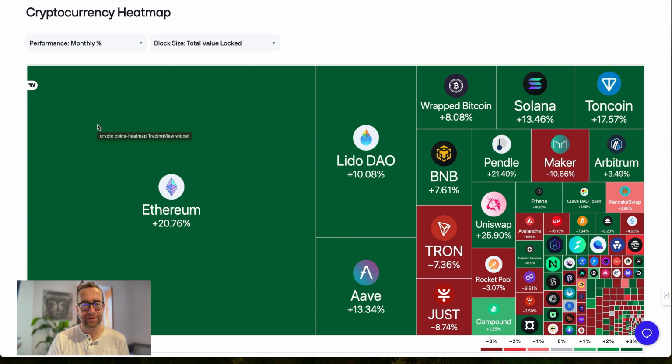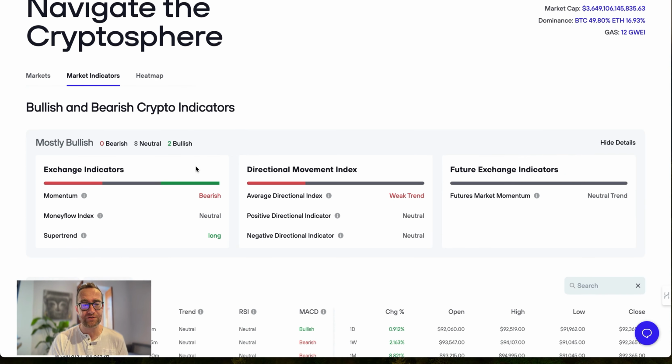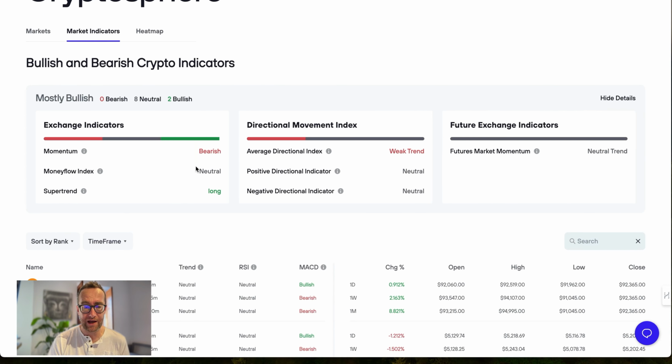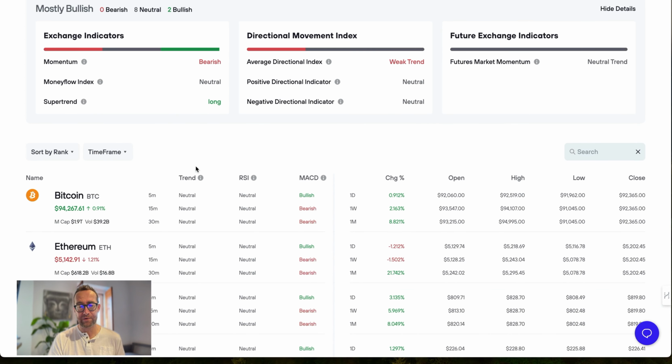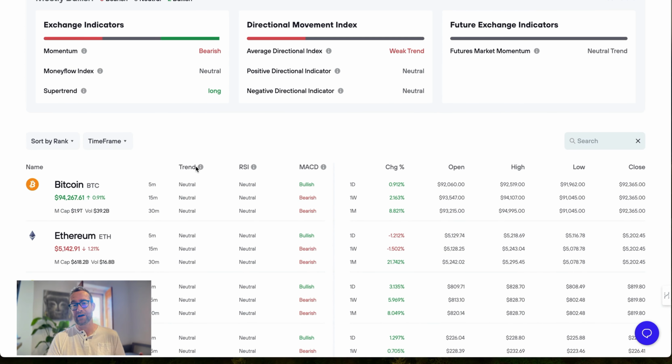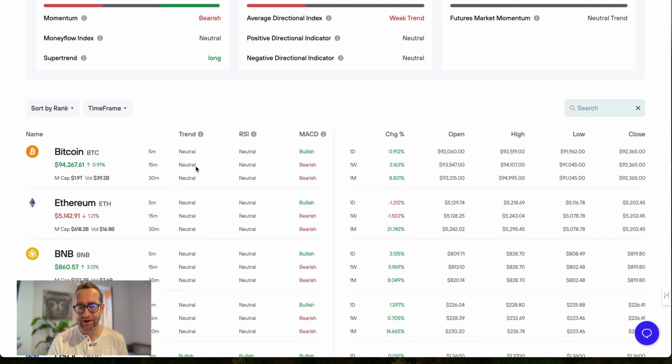And they also have the market indicators here. And this just gives you general bullish and bearish indicators about where the market is going. As you saw, there was a lot of gray. So it's a little bit flat right now. We're just kind of waiting for things to happen. But this gives you things on different time frames.